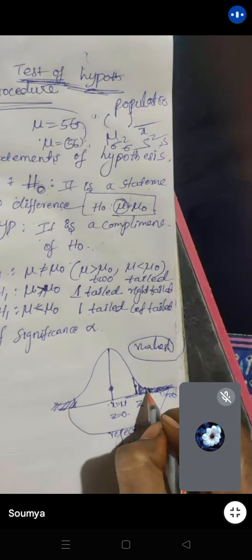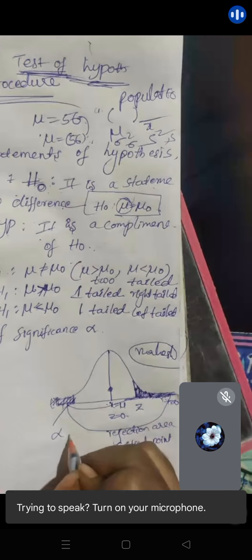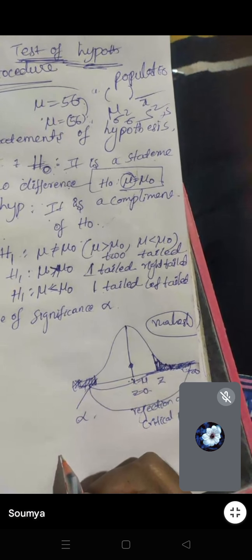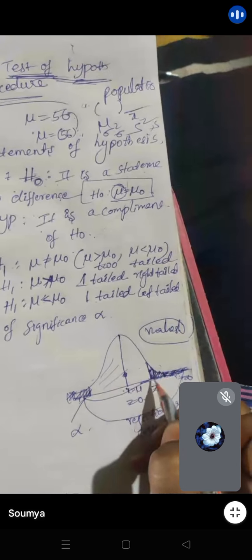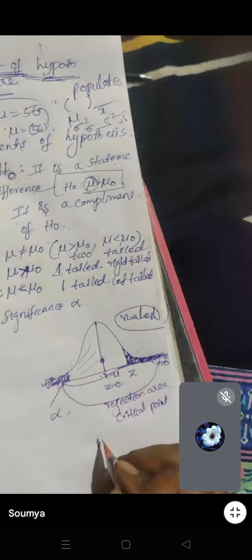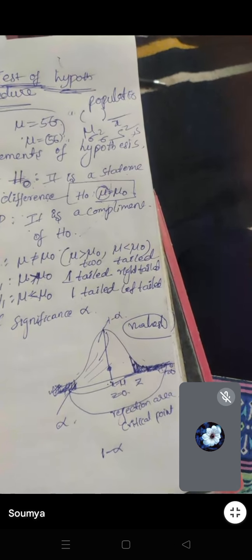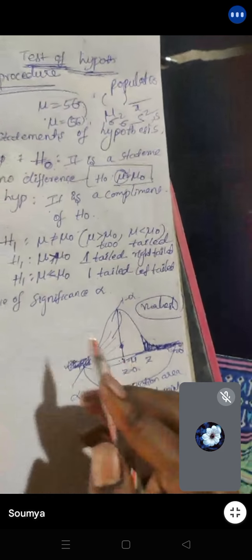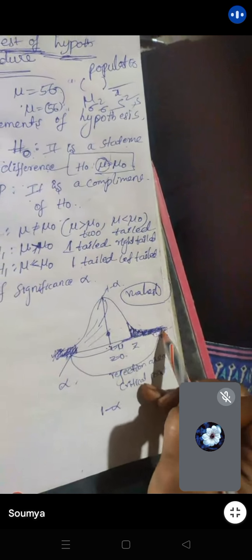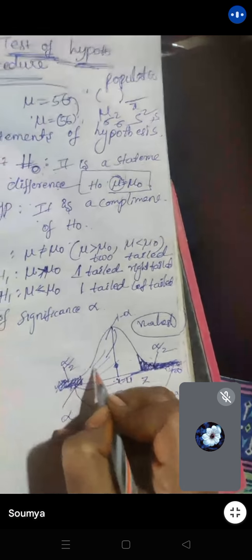And we denote these two regions. We take this as alpha. The area of rejection is called alpha. The total area is 1, from here to here. If you remove this, you get this one, 1 minus alpha. So the level of significance is this region alpha. And this is alpha by 2, and this is also alpha by 2.